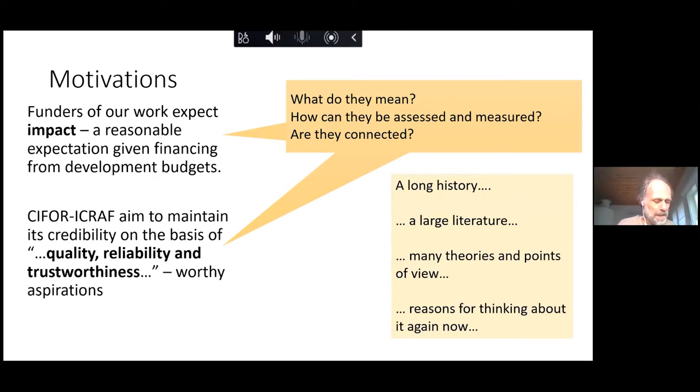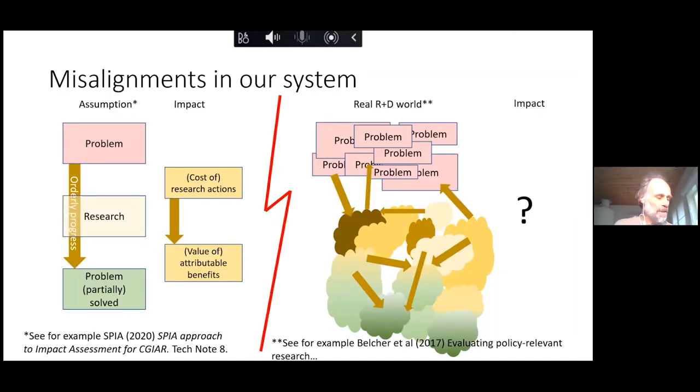One was a SPEAR meeting I attended, where in summary they presented their evidence that natural resource management research doesn't generate impact. And a discussion within FDA on high impact data and a demand for something called high impact data. When we look at these things, first of all, looking at impact, there's no doubt there are some misalignments in our system.